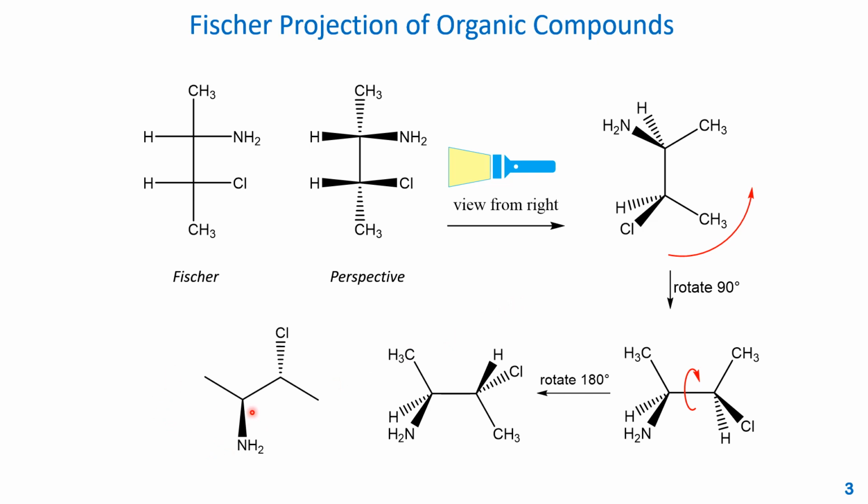So now zigzag, again I rotate a little bit. So this is the 4-carbon backbone, the butane, and this is the amino group here, and this is the chloro group over there. So this is the 3-chloro 2-butanamine. Okay, that's the Fischer projection.